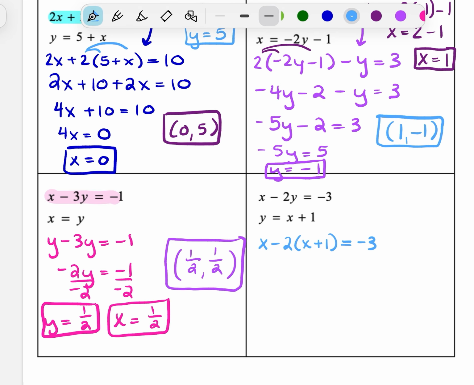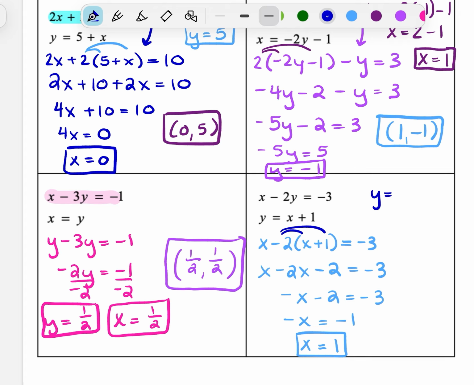Then I need to remember to distribute that negative 2. x minus 2x minus 2 is equal to negative 3. x minus 2x is negative x, minus 2 is equal to negative 3. Add 2 to both sides. I have negative x equals negative 1, so x is equal to positive 1. To solve for y, I can plug x in. y is equal to 1 plus 1. y is equal to 2, which means that our solution point is (1, 2).